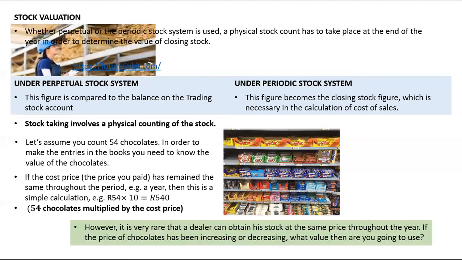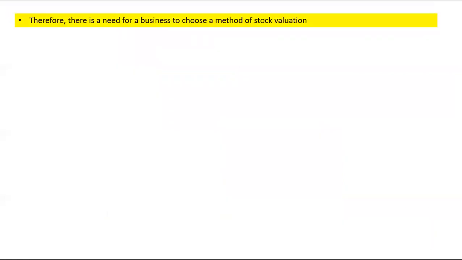However, it is rare that a dealer can obtain his stock at the same price throughout the year. You know that prices increase or decrease throughout the year, based on various factors. It can be on fuel, as you realize petrol prices go up now and then. That will affect the cost price of each item. Obviously, costs will go up and down throughout the financial year. The price of chocolate has been increasing or decreasing. What value are we going to use? That becomes a problem now when the prices fluctuate, all right?